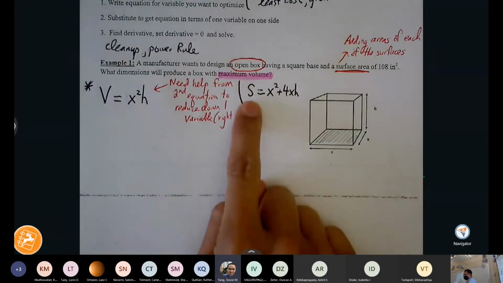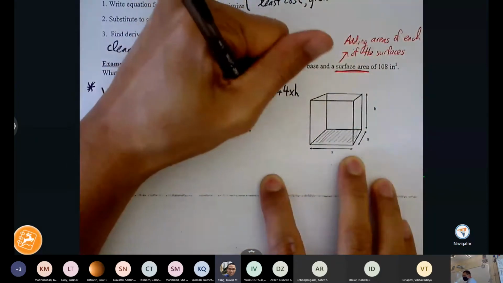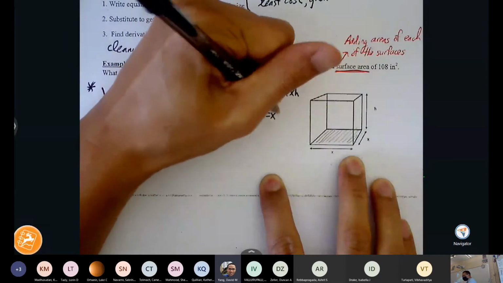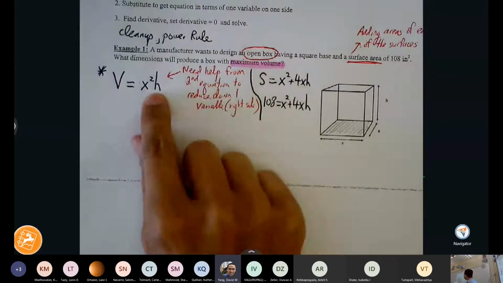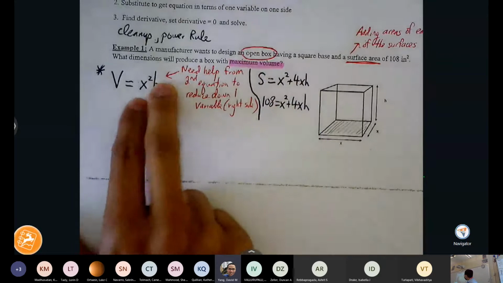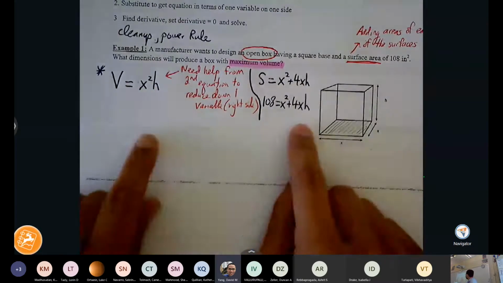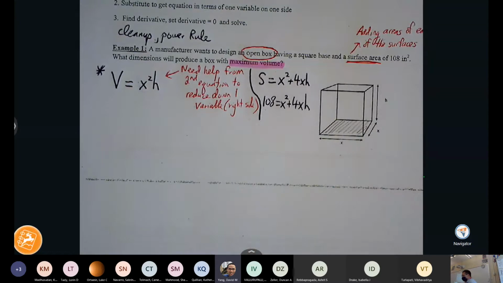All right, what do you know about surface area? $108. Okay, so we can start there. All right, so this is our primary equation. This is our help equation. We're going to find a way to get this equation to help this one out, get this down to one variable. So look at how these are set up. There's going to be one variable that's going to be easier to replace than the other. Can you decide which one that could be?